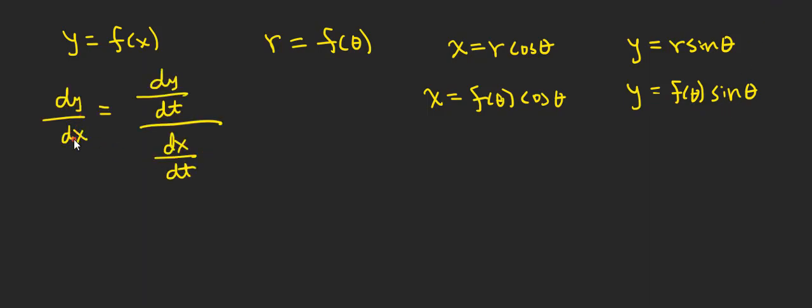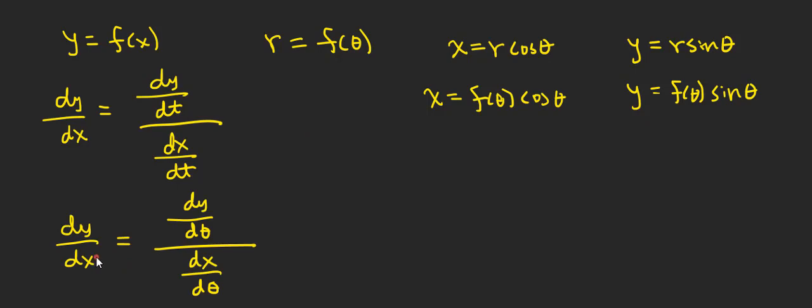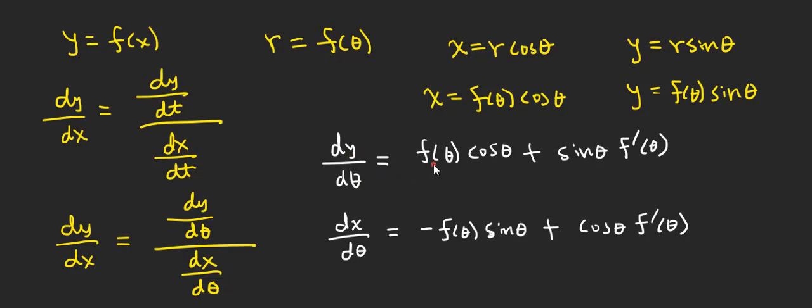And from parametric, we know that dy over dx equals dy over dt over dx over dt. In polar, it's very similar. To find dy over dx, that's the same thing as dy over d theta over dx over d theta. So in order to find dy over d theta, you need to take the derivative of y. And in order to do that, you have to use the product rule. So it will be f of theta times the derivative of sine theta, which is cosine theta, plus sine theta times the derivative of f of theta.